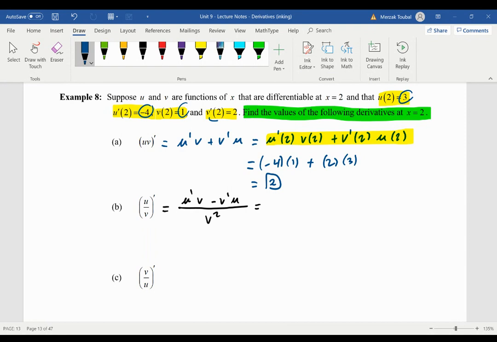So u prime at 2 is -4. V at 2 is 1. Minus v prime at 2, which is 2, times u at 2, which is 3. All divided by v at 2, which is 1, squared. Then let's simplify these numbers. -4 minus 6, -10 over 1, which is -10.